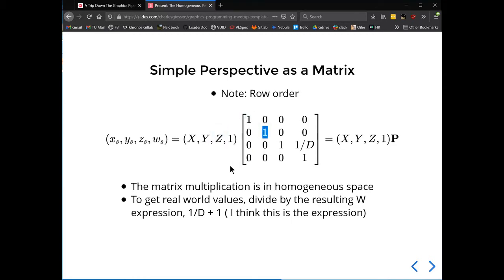Now, the thing I want to point out is that since we're going to be dividing all three x, y, and z values by the 1 over d plus 1, where does the z come in?